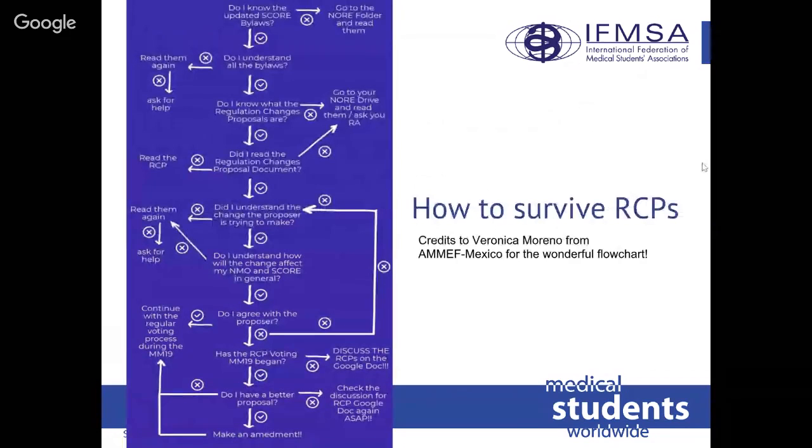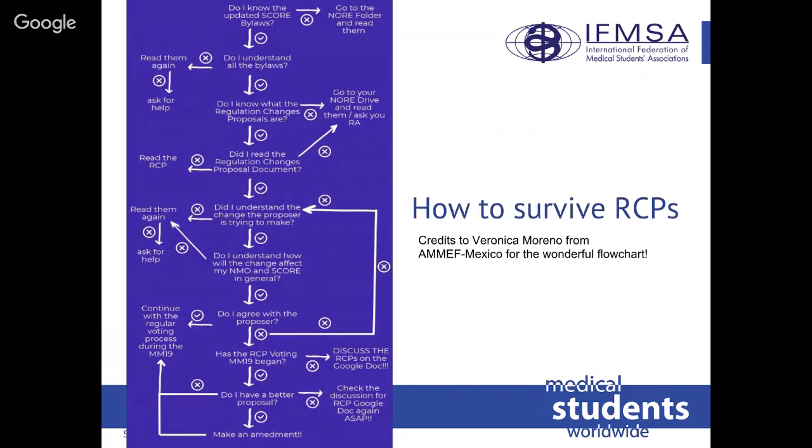Good. Thank you, Wing. So on how to survive regulation change proposals, you have this great flowchart that was created by our March meeting sessions team member and former NORI of AMEF Mexico, Veronica. So we give credits to her and thank you for the great work. So as you can see, we start all the way on the top on how to survive these regulation change proposals, which if you have experience attending General Assemblies, you know they are quite hectic and complicated at times. But the idea is that we can do this, like Wing said, as efficiently as possible.